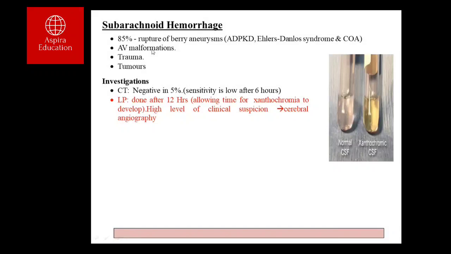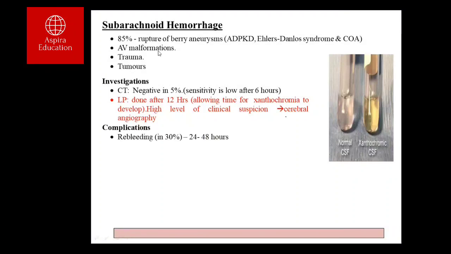By 6 hours, it would have changed into yellow color, what's called xanthochromia, because of the conversion to bilirubin. So it's called xanthochromia. These are normal CSF. These are patients with xanthochromia. That means there is some subarachnoid hemorrhage. In such people, you may require a cerebral angiogram to identify any aneurysms or AV malformations.